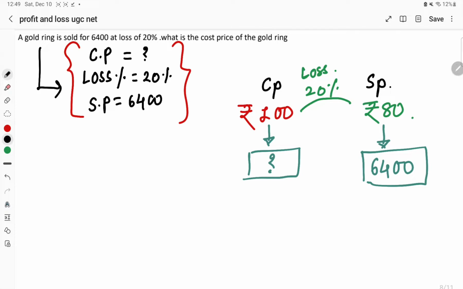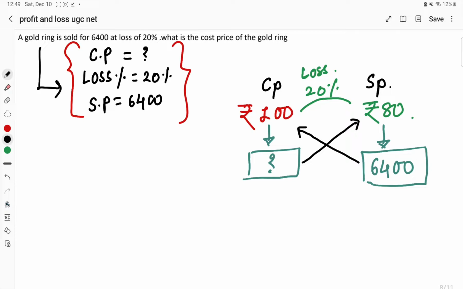Okay, now the third and the most important step is to perform the cross multiplication. First step, consider the cost price as rupees 100, and calculate the loss percentage or the profit percentage given on rupees 100. Whatever the cost price or the selling price given in the question, please write it down below.